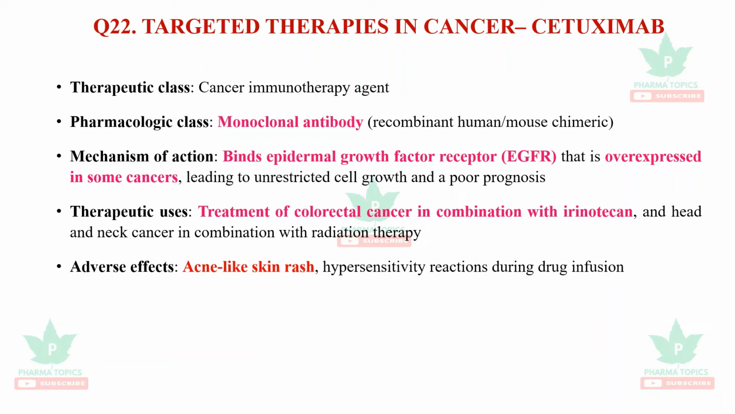Usually it is overexpressed in some cells, some of the cancers. And this drug is specific for such type of cancers. So it is used in treatment of colorectal cancer in combination with irinotecan, and head and neck cancer in combination with radiation therapy. The adverse effects include acne-like skin rash and hypersensitivity.